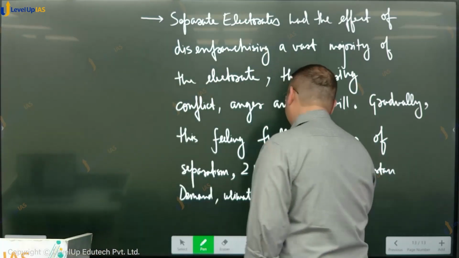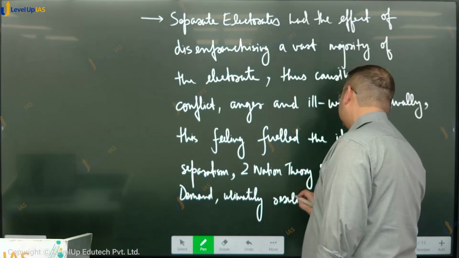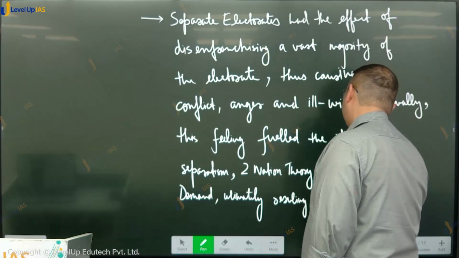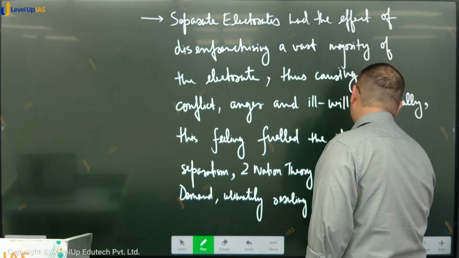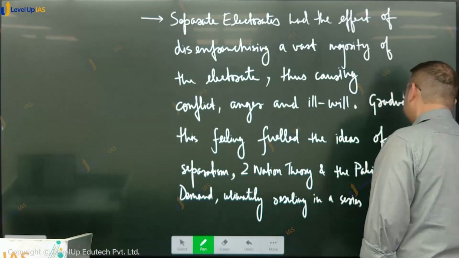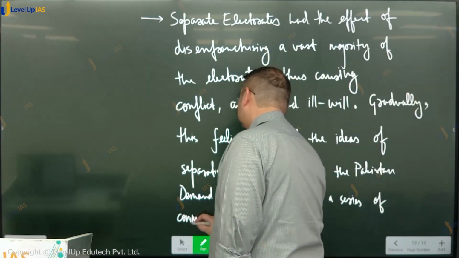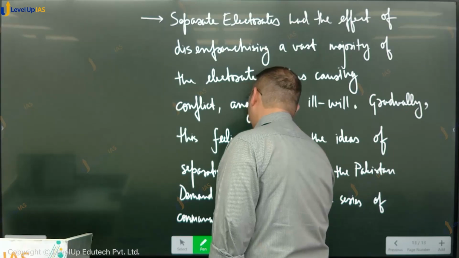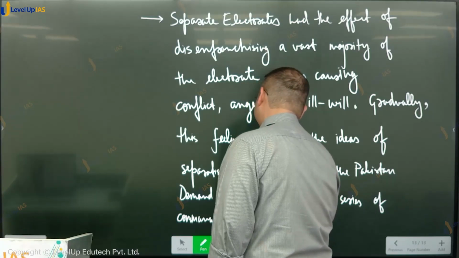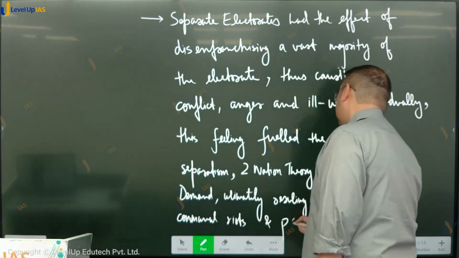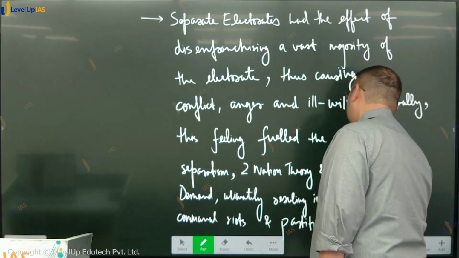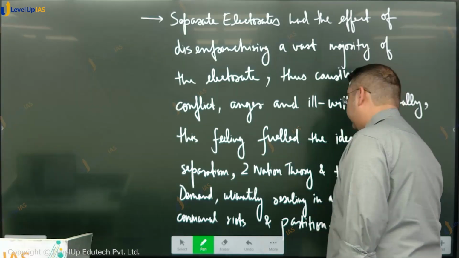Ultimately resulting in a series of communal riots and partition.